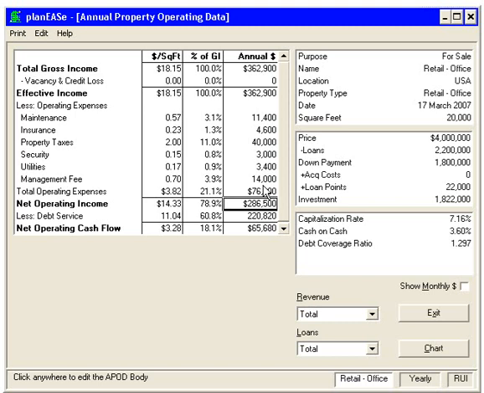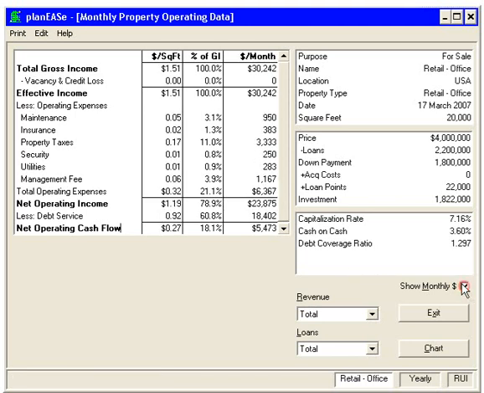Now, what is the first year? This is the APOD, which takes the first month and then multiplies it times 12 to create a year, assuming no changes. So if we click on Show Monthly, here we have the net operating income for 1 month and the debt service for 1 month. If we multiply those times 12, that's how we get to the APOD. So we'll go back to the APOD. This means that it doesn't assume any changes over the first year. It assumes whatever is there the first month, like a snapshot, is there for the entire year.